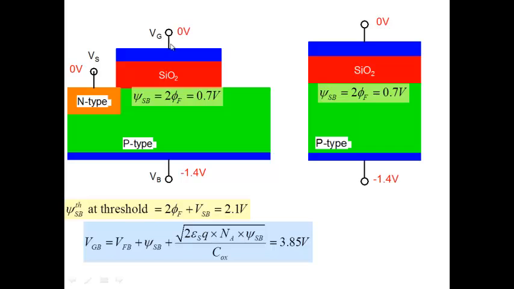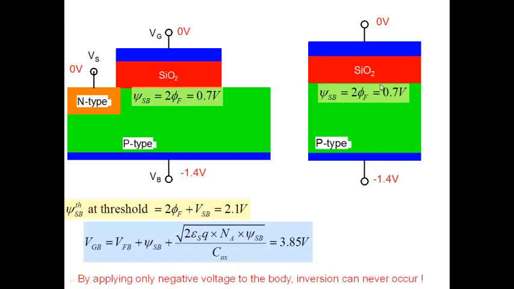So now you can calculate that I need an additional gate voltage. How much is it? It is 3.85 minus 1.4. So that's the additional gate voltage that you have to apply. Further, you can easily see from here that any amount of negative gate voltage will never create inversion.